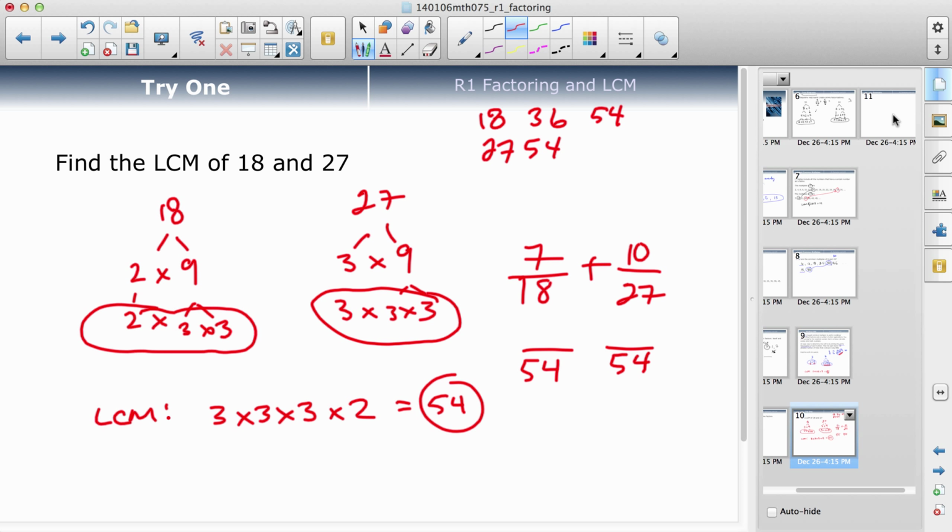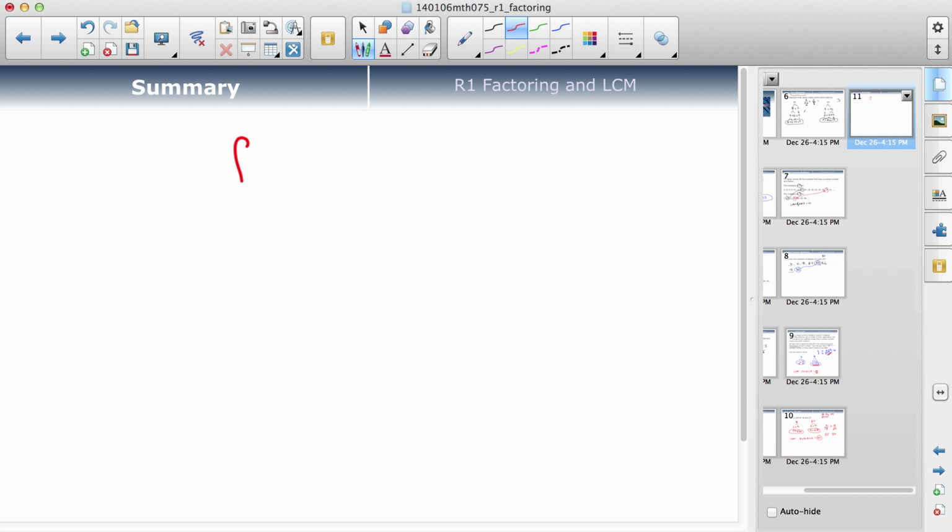We've just quickly gone through looking at what factors are. We've looked at prime factorization and what prime numbers are. And then we've also looked at lowest common multiple and how to determine that. Okay, hopefully that helps. Now try a bunch of questions.